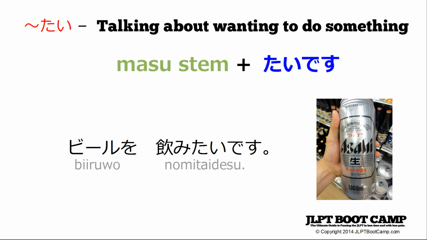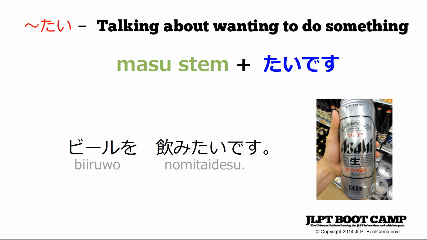That would be nomimasu. You change the mu into the i, so nomimasu, and you take off the masu of that verb, and you have the masu stem, which is nomi for nomu, and you add that to tai. So you have nomitai, I want to drink. And this example sentence here, biiru o nomitai desu. I want to drink beer.